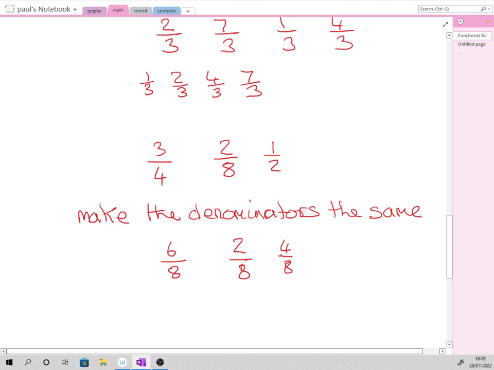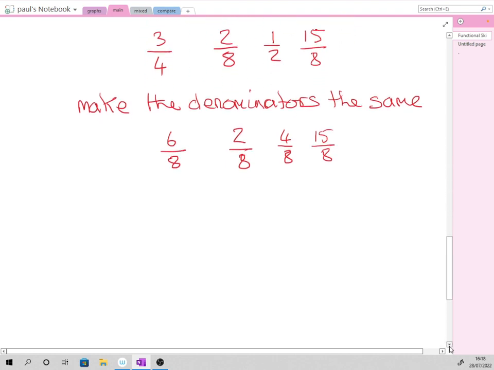Now when you've got the denominators all the same, you can compare them. You can say, that's the smallest, 4/8's in the middle, and 6/8's the biggest. And if we have 15/8, no problem at all. We don't do anything with that because it's already got an 8.